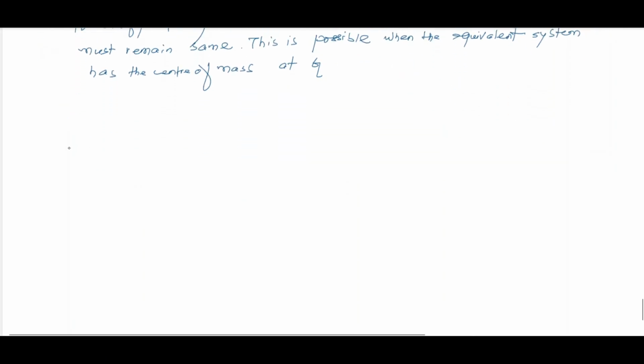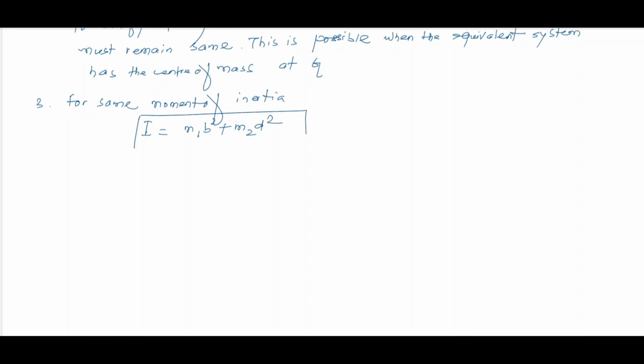Okay. And the third one, for the same moment of inertia, this I should be equal to m1 b square plus m2 d square. I of the connecting rod should be equal to this right hand side value. So, these three criteria have to be satisfied to get a dynamically equivalent system.